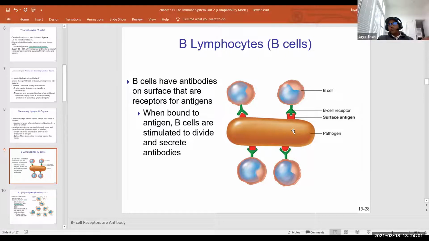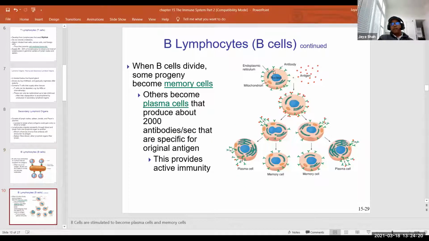Okay, so we have a normal helper T cell, which helps the B cell to recognize the surface antigen. Once they bind, what do they do? The B cell divides. You see, once this B cell binds with this red dot antigen with its receptors, the B cell divides into plasma cell and memory cell.